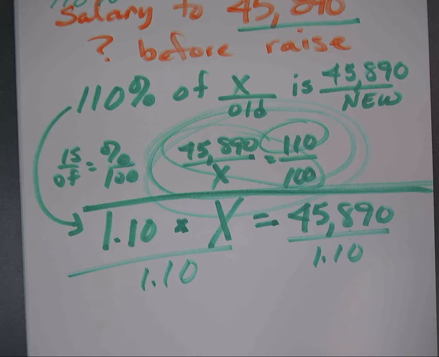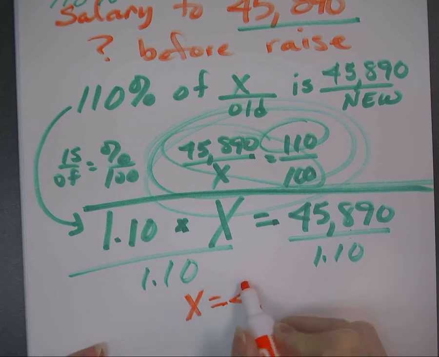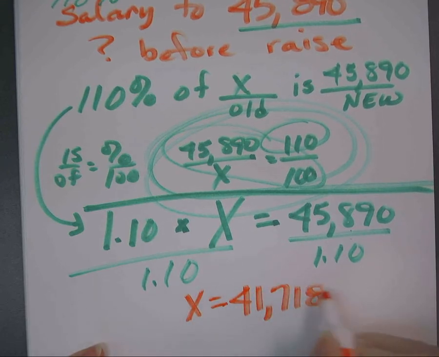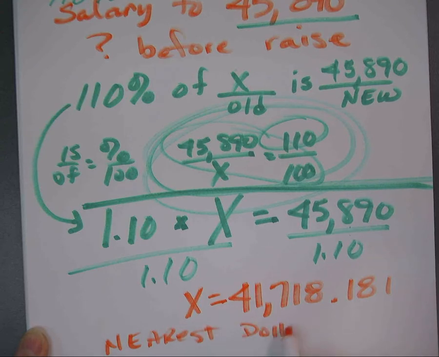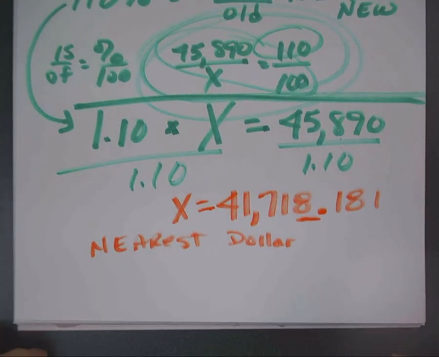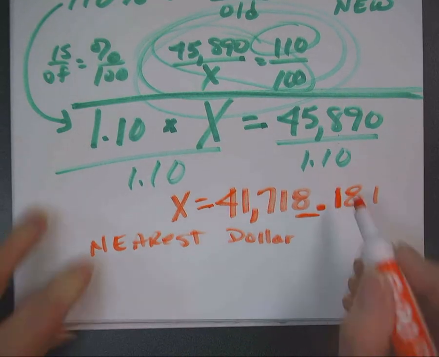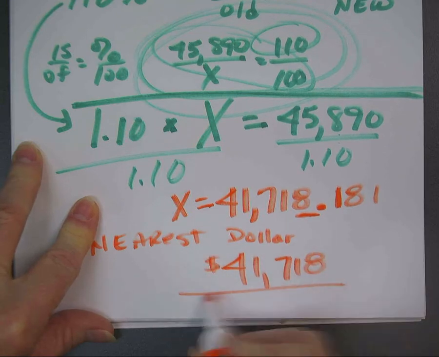45,890 divided by 1.10 is 41,718, and then it kept repeating, 181818. But it says to the nearest dollar. What does it mean by the nearest dollar? You can round off that decimal. That means the nearest one, the nearest $1. That'd be 41,718, since it's followed by a 1. Yeah, that's the old salary.